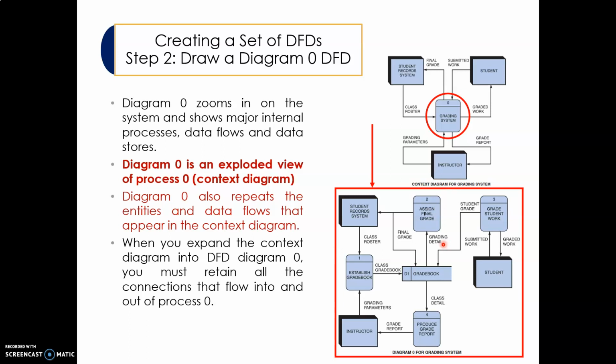So diagram 0 also repeats the entities and data flows that appear in the context diagram. So when you expand the context diagram into DFD diagram 0, you must retain all the connections that flow into and out of process 0.